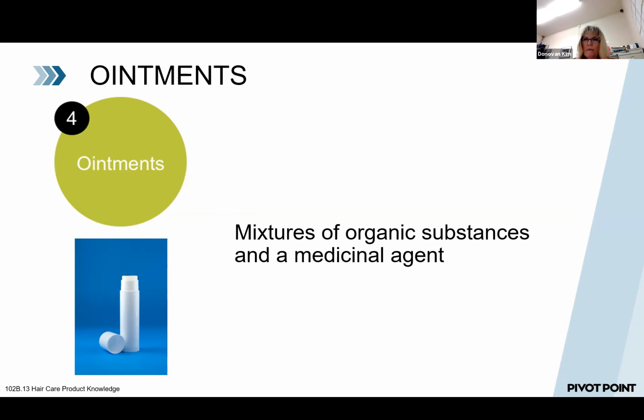Some like hair paste or hair wax could be in an ointment form because they are kind of greasy and held together like that. They may not have the medicinal agent in it, but it could be an ointment type preparation for a hair product.